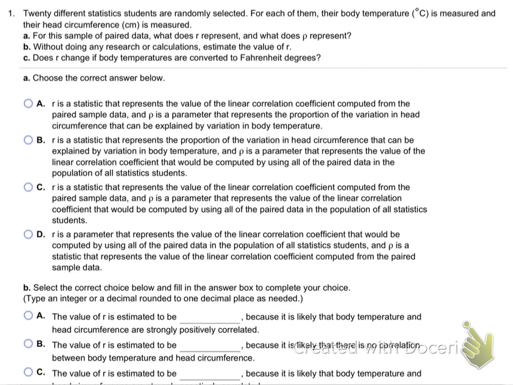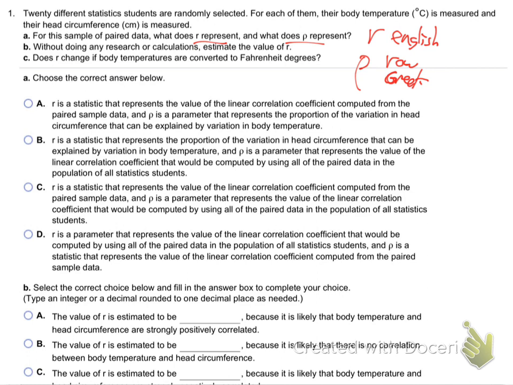For this sample of paired data, what does R represent and what does rho? Oh yeah, so they're questioning you here about the English and the Greek. Remember what I said about that. R is the English. Obviously, that's a letter in the English alphabet. And this funny looking curvy P thing is actually rho. It's Greek. It's a Greek R, basically. So they use the English and the Greek of the same letter. That's what they always do, basically.